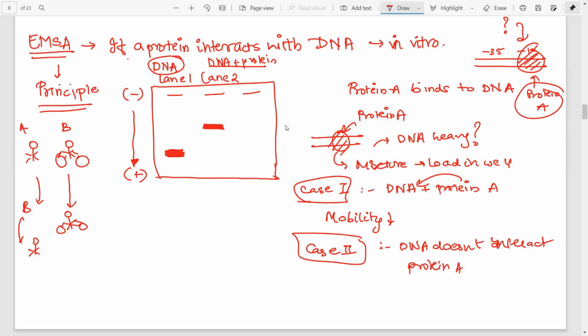So in that case, what you will find in lane 3, when there is no interaction, DNA will run its own distance that it was running usually, and you will get another band of protein A. So somewhere here, according to the molecular weight of that protein, you will get 2 different bands because it is not interacting. So using this technique, you will be able to predict if a certain protein binds to a DNA or not. Clear? Now the concept will get even more clear when we solve a CSIR NET question.